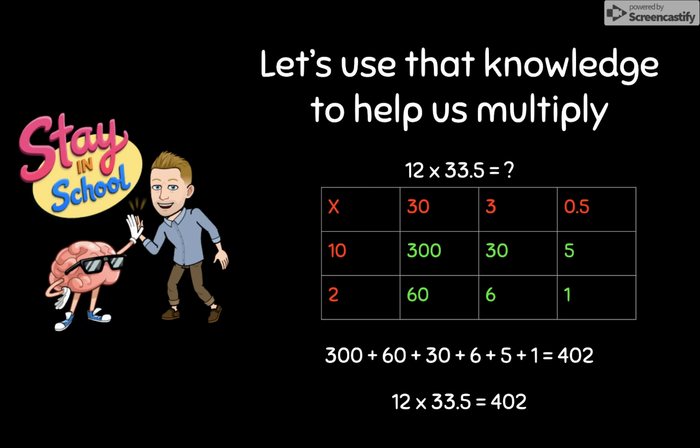Cool. So hopefully that gives you a bit of knowledge on how to use place value partitioning to solve multiplication problems. Remember, we're expanding the factors with our place value knowledge, putting those factors into a table, and then multiplying them all together. Cheers.